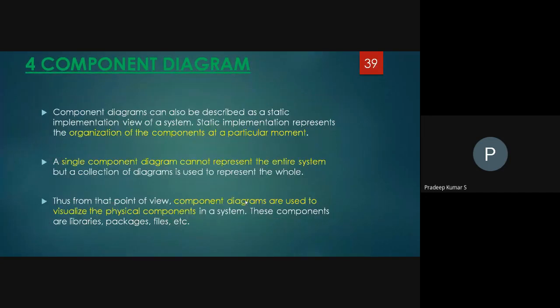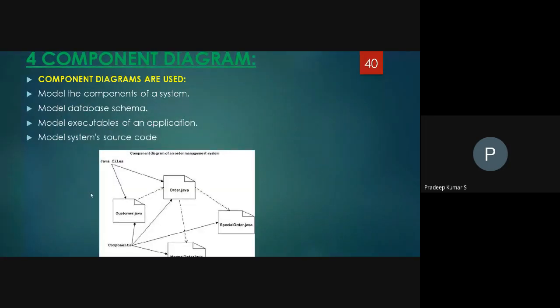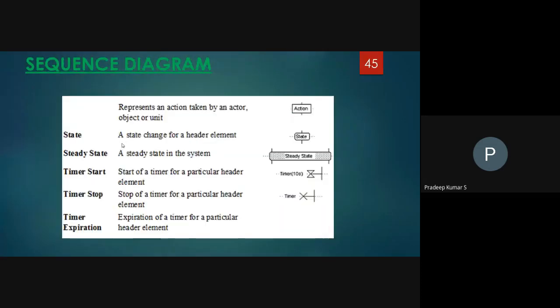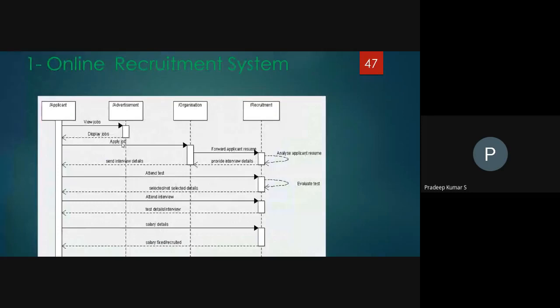In the component diagram, I told that a single component cannot represent the entire system. The collectivity of all the components refers to one particular action. For example, Java files model the components of the system, model the database schema, model the executable of an application, and model the system source code. In the interaction diagram also, I explained all the scenarios along with the symbols. In the previous class I stopped there.